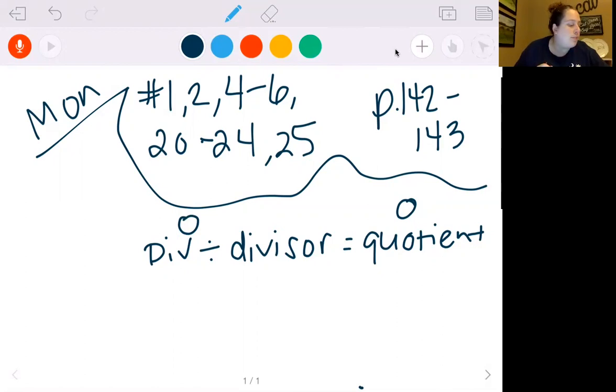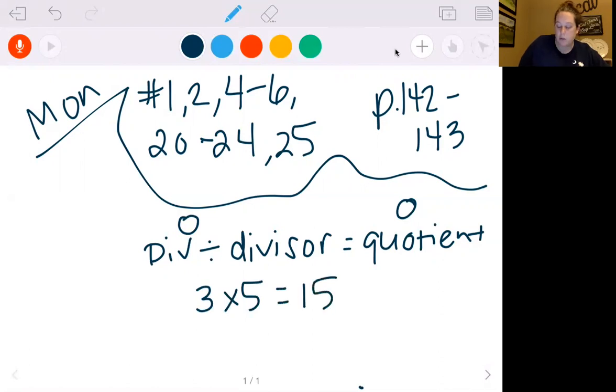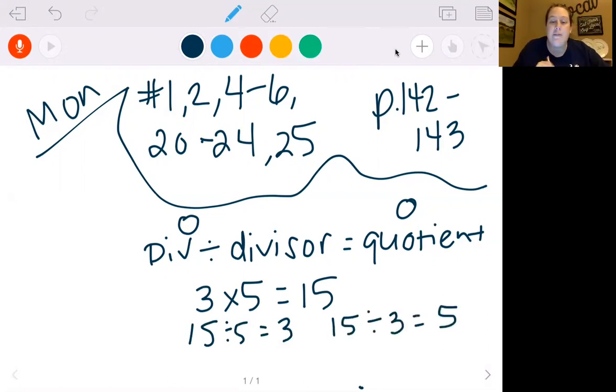There's multiple choice. Number 2, related fact of 6 times 8 equals 48. So related facts could be like this. If I have 3 times 5 equals 15, a related fact would be 15 divided by 5 equals 3, or 15 divided by 3 equals 5. So related facts are just those fact families. That's number 2.